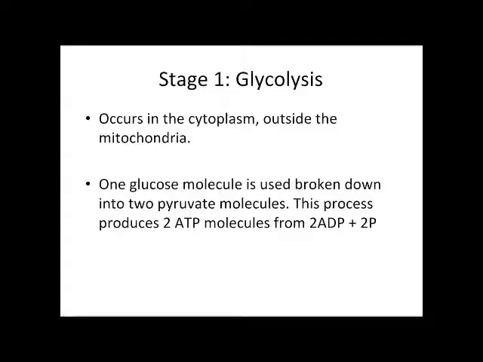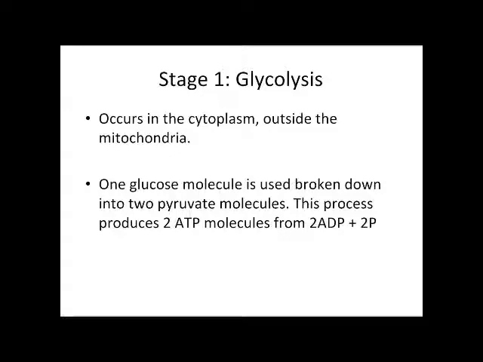Glycolysis occurs in the cytoplasm outside of the mitochondria, so it does not occur in the mitochondria. One glucose molecule is broken down into 2 pyruvate molecules. This process produces 2 ATP molecules from 2 ADP plus 2P. So I've got 2 adenosine diphosphate. I add 2 phosphates to that. It produces 2 ATP molecules.